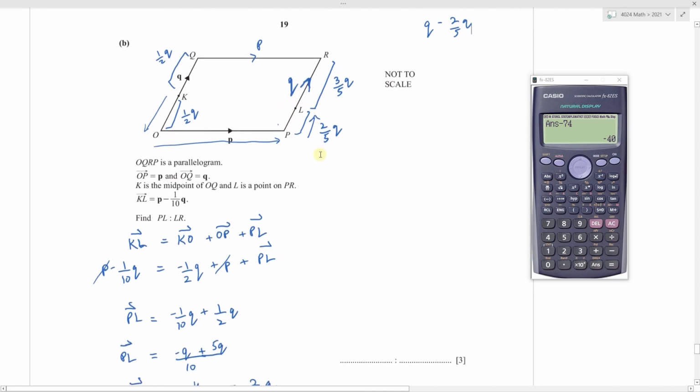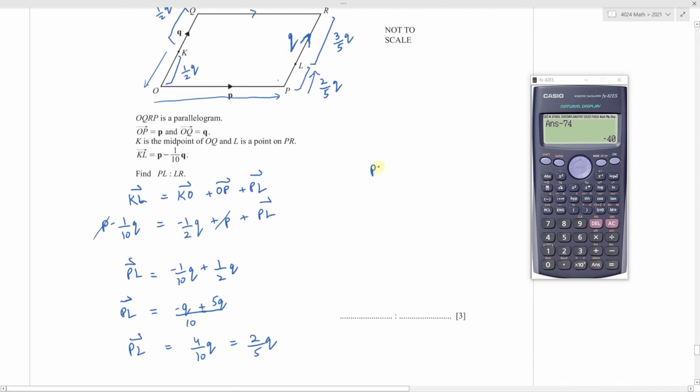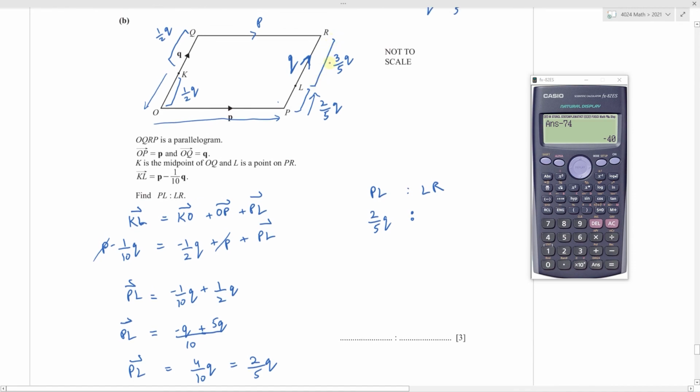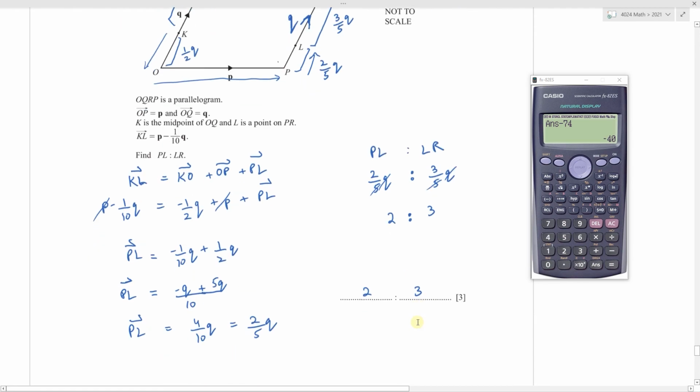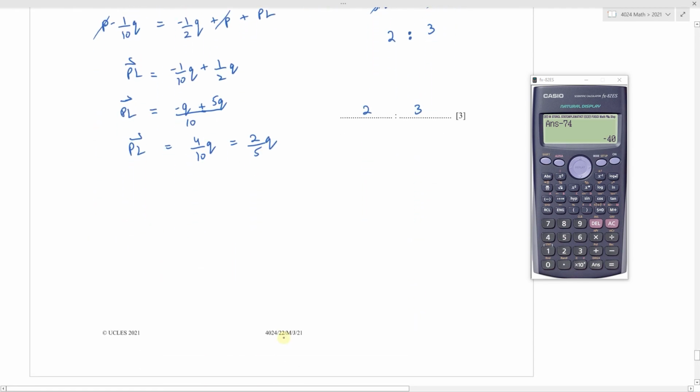So now you have to find the ratio PL to LR. What is PL? 2 over 5 Q. LR is this value here, 3 by 5 Q. So on both sides, 5 and 5 cancel, Q and Q cancel. So in the end, you get the ratio 2 to 3. So 2 to 3. So this is the end of paper 2, variant 2 for May June 2021.